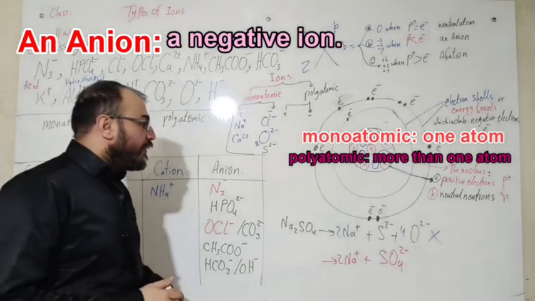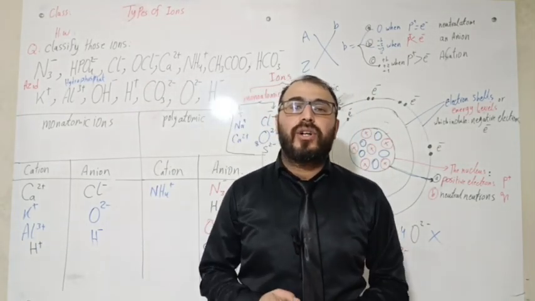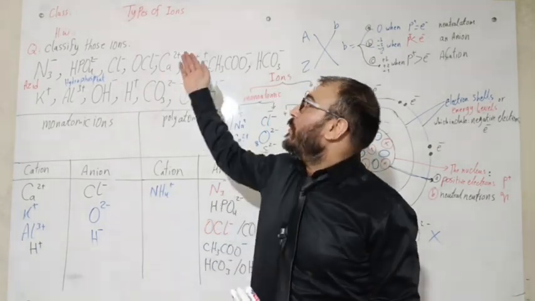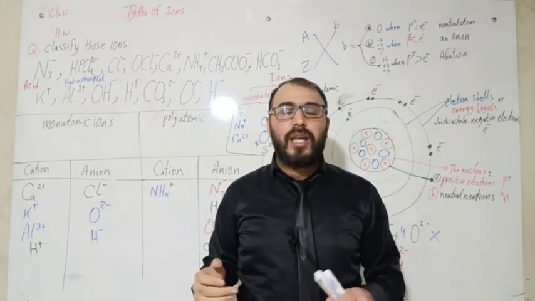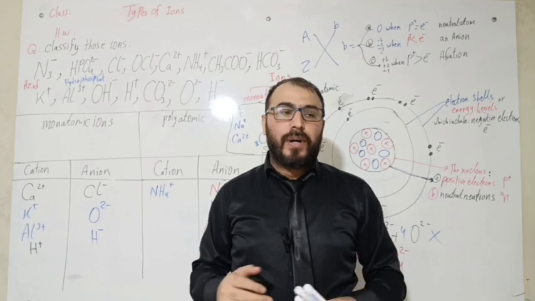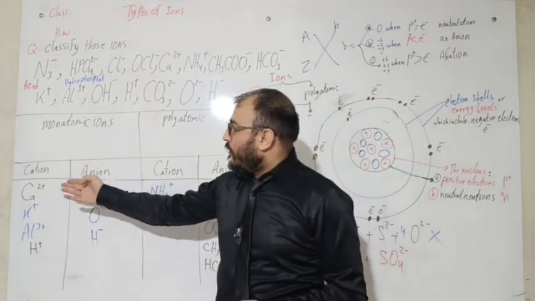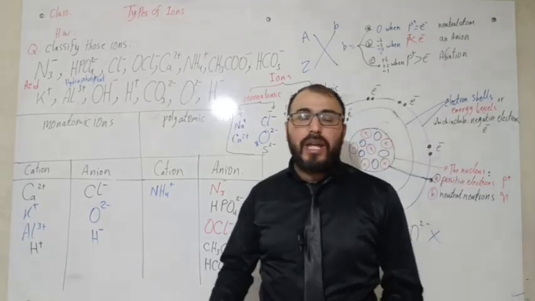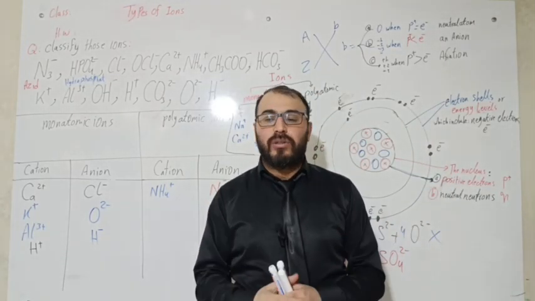Well, that's it, my friends, for today. I hope you enjoyed this class. In the next class, we are going to carry on talking about types of ions and their names, and how we can use a positive ion with a negative ion to make a chemical compound, or what we are going to know as a chemical salt.